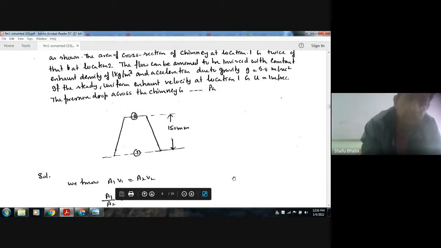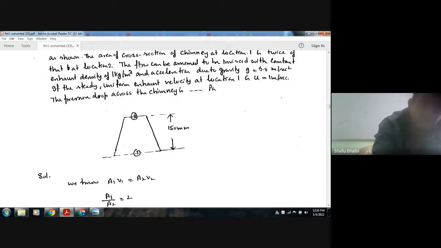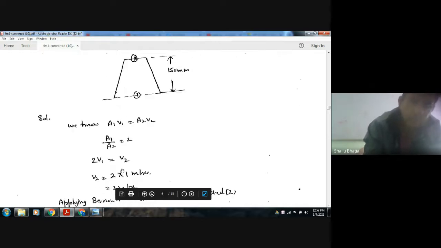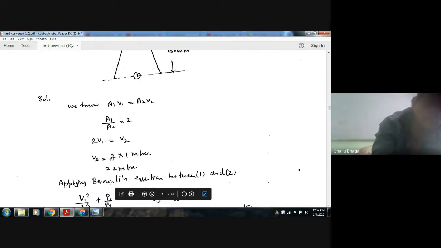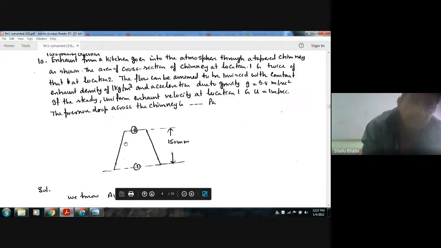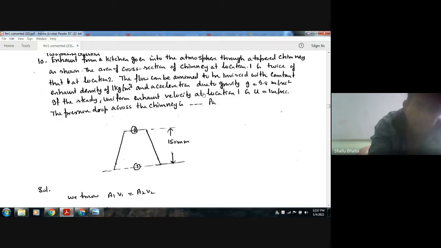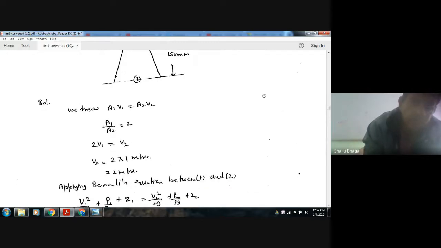drop across the chimney. So this is your chimney, and 1 and 2. Location 1 has twice the area of 2, and the height difference here is 150 mm. Using the continuity equation, A1 V1 is equal to A2 V2. A1 by A2 is just 2, so V2 is 2 V1. The velocity at location 1 is 1 meter per second, so we can find out the velocity at location 2.